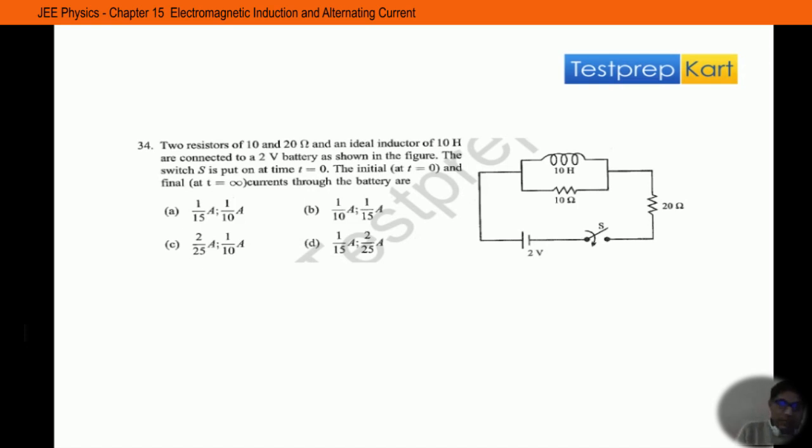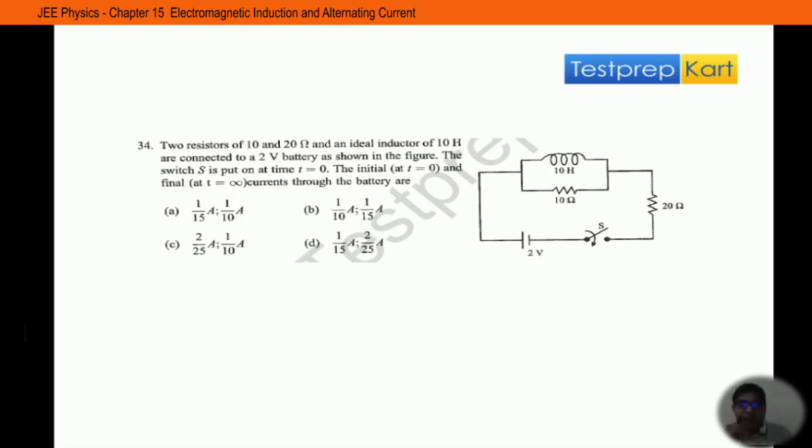In this figure, two resistances, 10 ohm and 20 ohm, are connected, and the resistance of 10 ohm is parallel to an inductor of 10 Henry. Now, the question is saying if the switch is closed at t equals to 0, then what are the initial and the final current in this circuit?